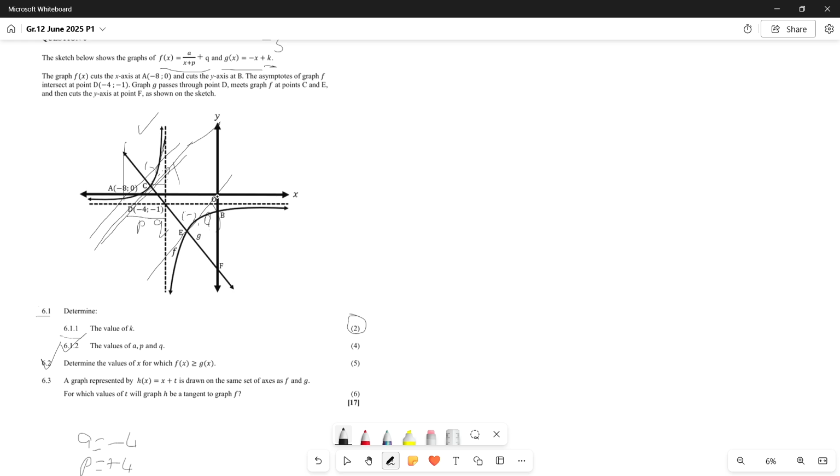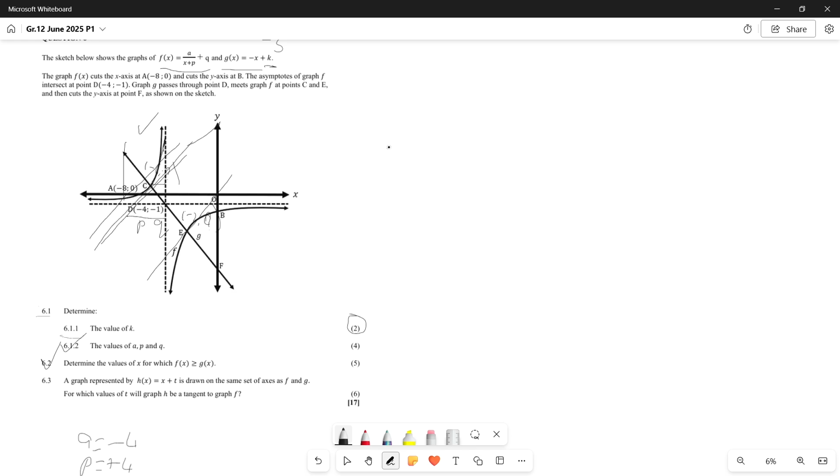We can't eyeball it, we can't just inspect. It's not going to be necessarily 0, and it's not going to be whatever this value is, but we have to calculate it to figure out what the t value shift will be in order to make the statement true. So for which values of t will graph h be a tangent to graph f? Okay, so what we need to do is we need to make these equal each other.